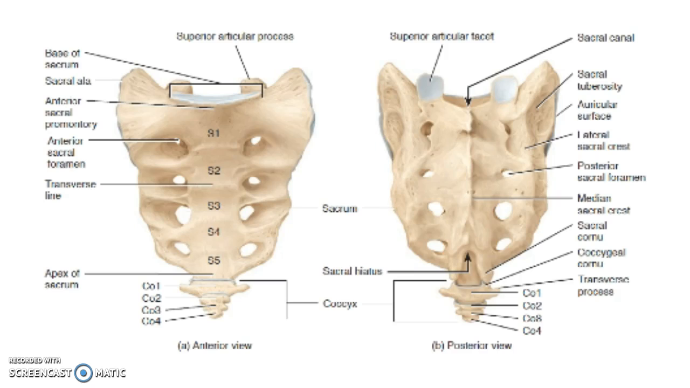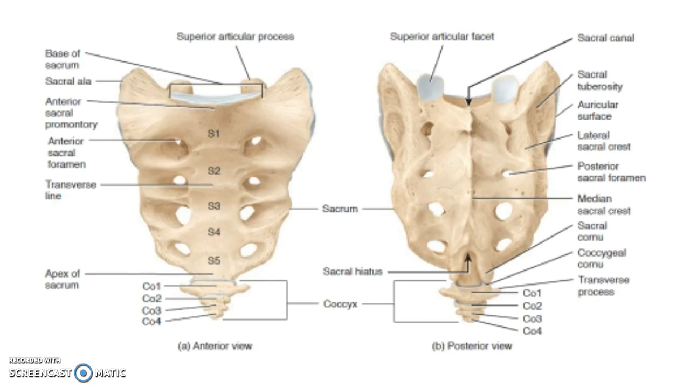The superior articular facets and processes on either side of the sacral canal on S1 articulate with the inferior articular facets and processes of L5 above. The anterior sacral promontory at the base of the sacrum projects anteriorly into the pelvic cavity. And you'll see that on the next slide on the lateral, but that's right here.